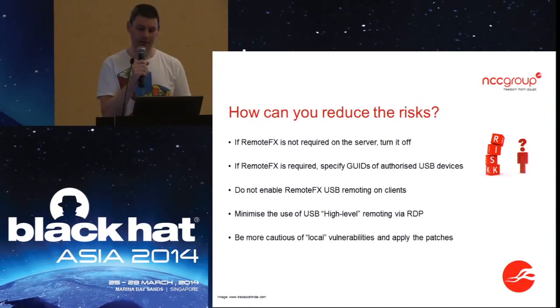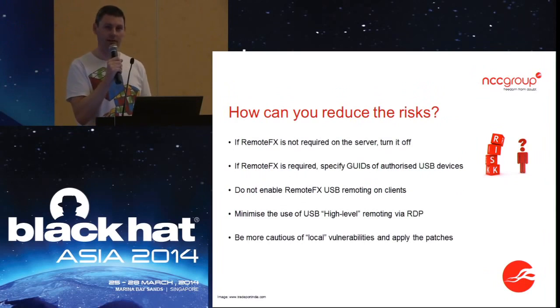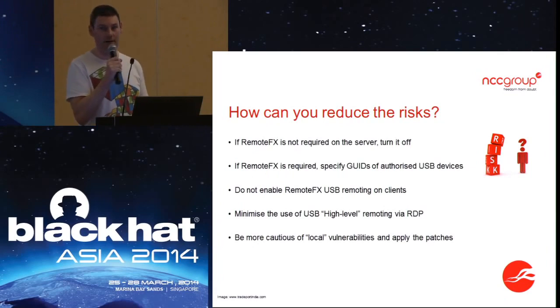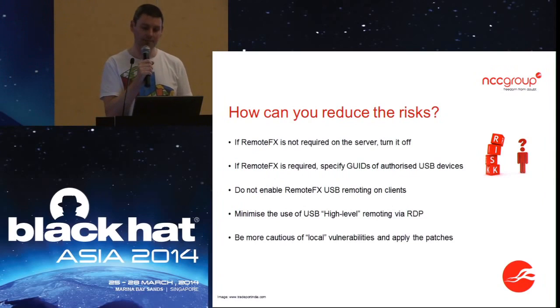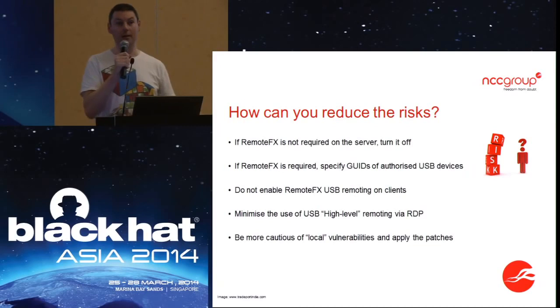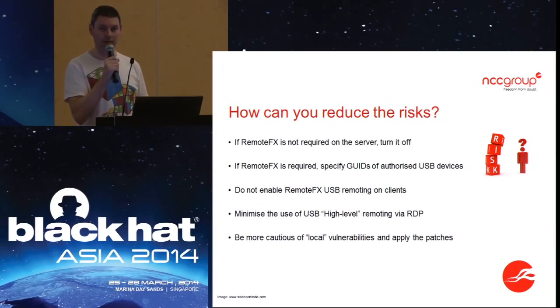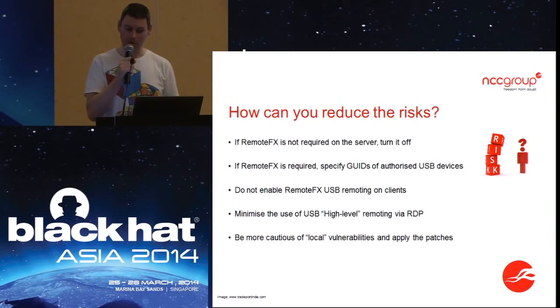So how can you reduce the risks? You can actually turn the remote effects functionality associated with USB redirection off. So if you're not going to use it, or you're scared about what you've just seen, I'd suggest turning it off. If you do actually need it, there is quite granular control that you can use to make sure that only the devices that you want to be used can be remoted via RDP. So make sure that it's configured correctly if you do want to use USB redirection via remote effects. But again, you can disable it on the clients, or rather not enable it on the clients, because it's not there by default on RDP clients. I'd also suggest minimizing the use of the high-level remoting stuff as well. I think a lot of people don't realize how much remoting capability there is within RDP. And certainly be more cautious about local, or in quotes, local vulnerabilities, and apply all the patches.